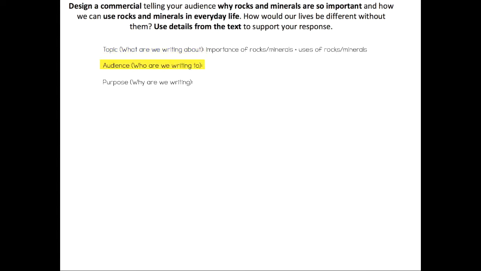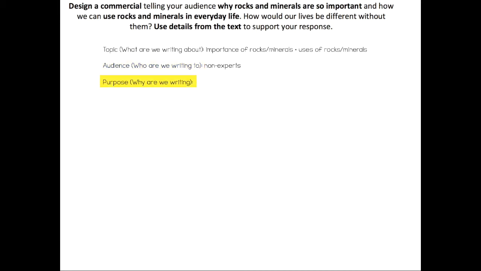Second, who are we writing to? We know we're designing a commercial to tell our audience why rocks and minerals are important and how we use them. So who is our audience? Our audience is non-experts, people who need to know more and who will benefit from watching our commercial with this important information. And finally, our purpose.